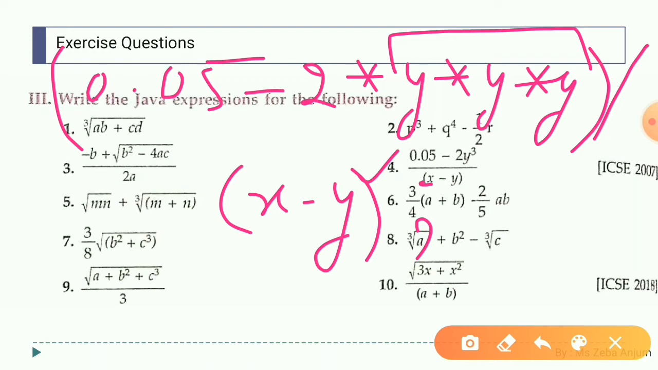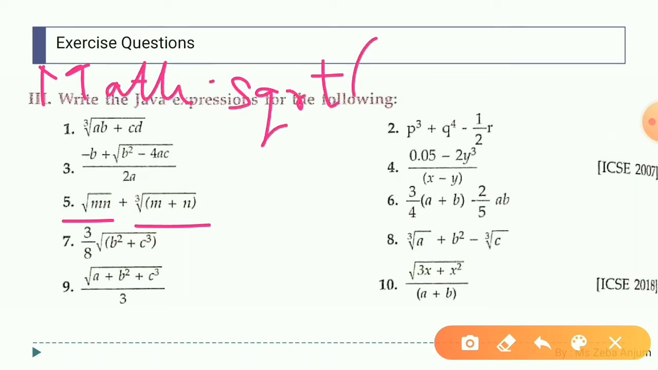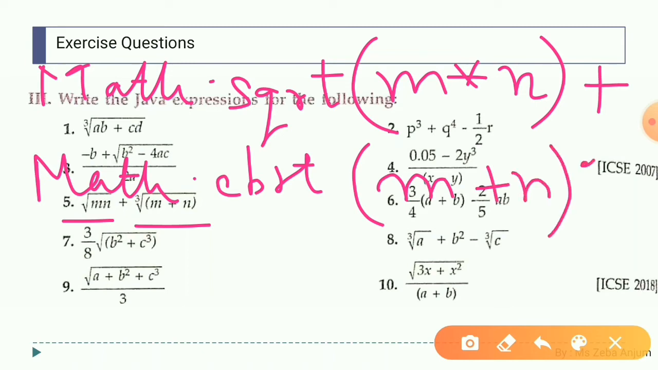Now see the fifth one. Over here we are having our square root function, and over here we are having our cube root function. So both the things we are going to apply over here. Firstly write Math.sqrt, and in brackets write m into n. Then plus, again write Math.cbrt, and in brackets m plus n. So this will be the answer for the fifth question.